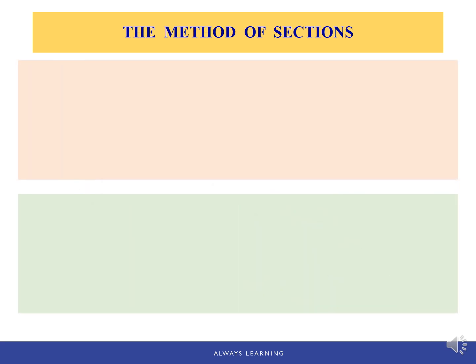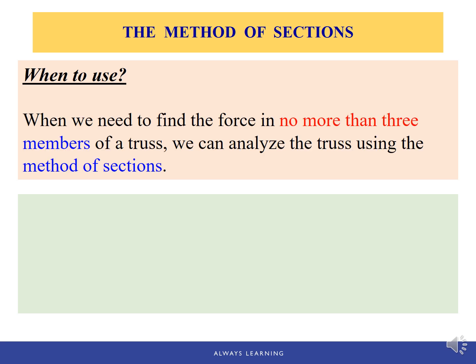And now we have two methods to choose from, method of joints and method of sections, and which one to choose. Basically, when we need to find the force in no more than 3 members of a truss structure, then we can analyze the truss using the method of sections. When you recall all the problems you did with the method of joints, usually you are asked to find the forces in all the members. Maybe there are 5 members, maybe there are 6 members.